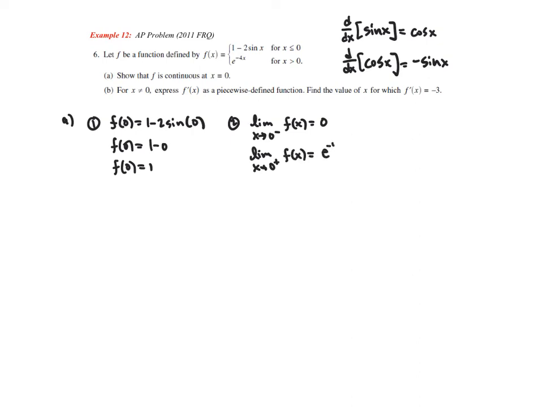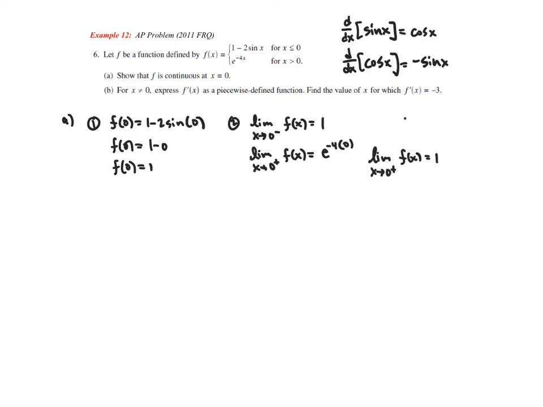The limit as x approaches 0 from the right of f of x is going to be e to the negative 4 times 0, which is equal to, whoa, I goofed something up here. Wow, I did good maths. I wrote 0 when I should have written 1. Good. Okay, so the limit coming from the right of 0 of f of x is going to also be 1 because e to the 0 is 1.